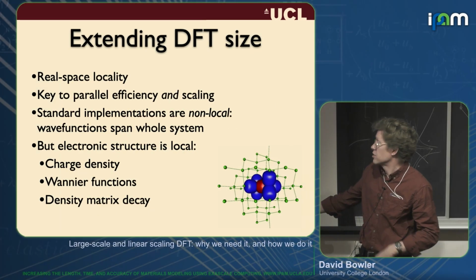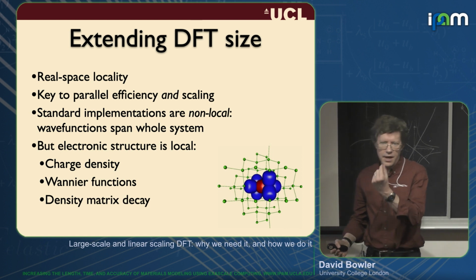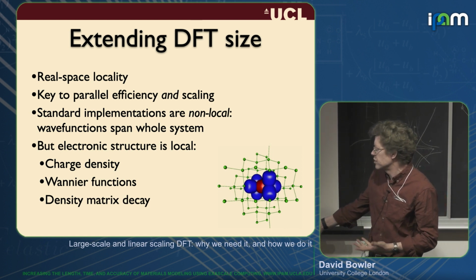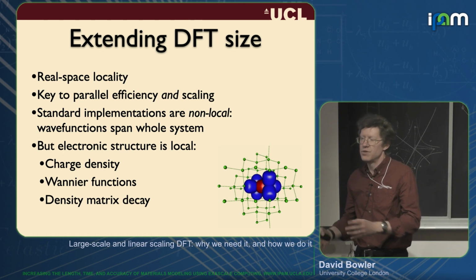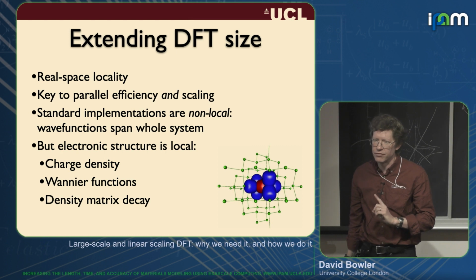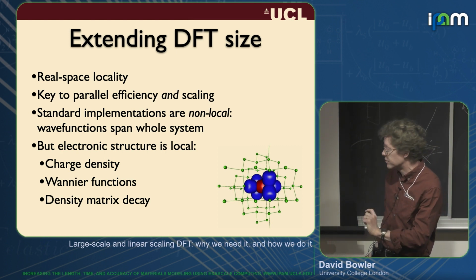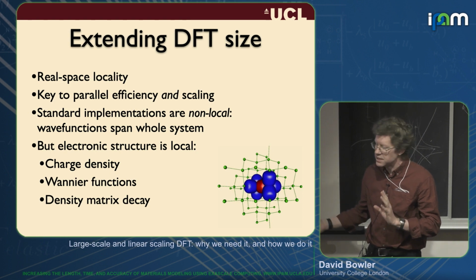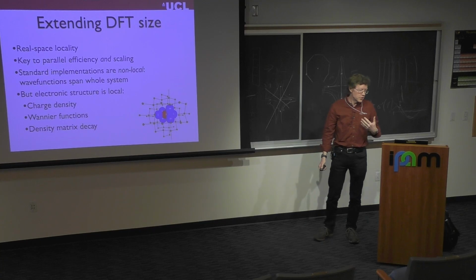But we know that electronic structure is local. Okay, so the charge density, which is at the heart of Kohn-Sham DFT, is local. Wannier functions are localized. The density matrix is known to decay. The form of the decay depends on the system, and everything I'm going to be talking about from here on in is an insulator or a semiconductor. So I'm talking about gapped systems, and in gapped systems, the density matrix decays exponentially with distance. Okay, so we should be able to use this.